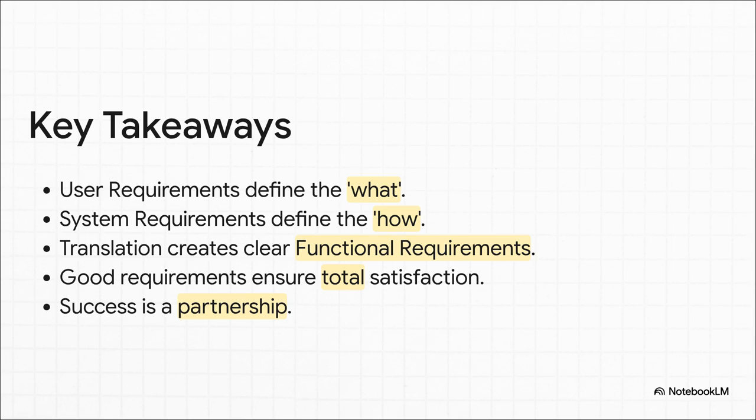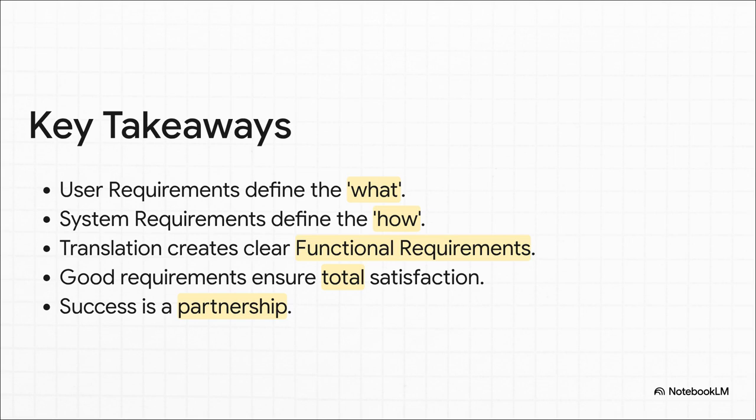All right, so let's do a quick recap of the big takeaways. First up, user requirements define the what, the big picture goal. Next, system requirements define the how, all the technical details needed to get there. Right, and remember, translating between those two is what gives you clear functional requirements. This whole process is crucial for ensuring total satisfaction, making sure the software not only works, but is also fast, reliable, and actually pleasant to use.